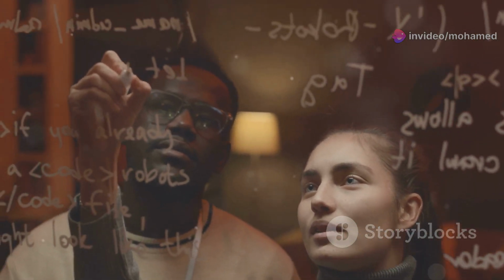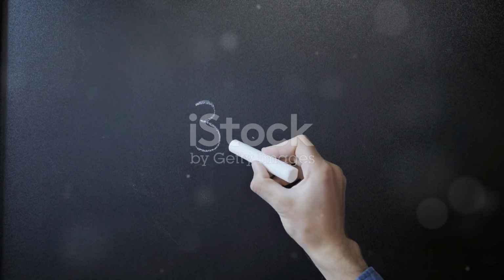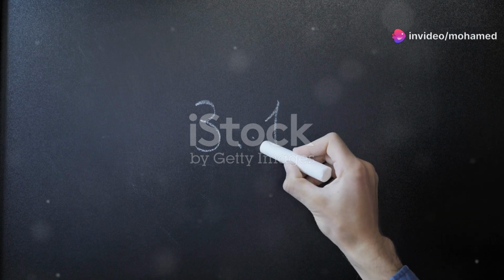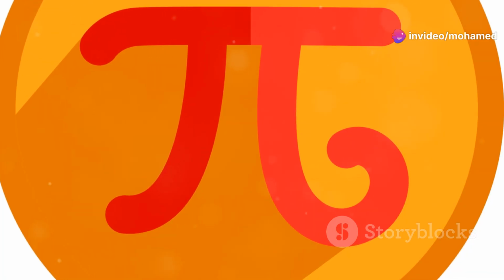Let's start with defining constants. You can define constants in C using the const keyword. Imagine you have a value that you never want to change, like pi. You define it like this. Now, every time you use pi in your code, it's forever 3.14.